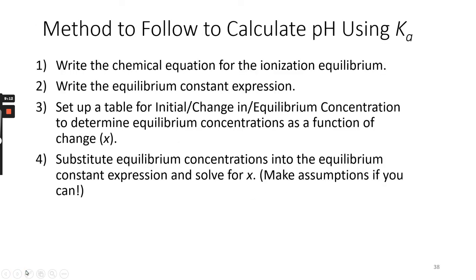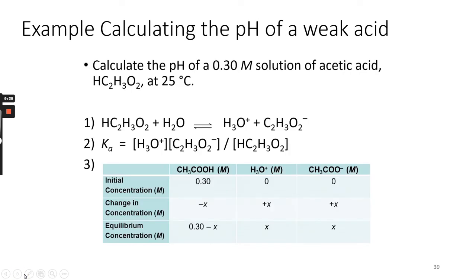So the method for calculating pH using Ka. 1, we write the chemical equation for the ionization equilibrium. Then we write our Ka. Then we set up our ICE table, and then we plug in all the values that we know and make assumptions if you can. So let's work through this. Let's calculate the pH of a weak acid. We want the pH of a 0.3 molar solution of acetic acid. So the first step is write the equation. Acetic acid plus water will make hydronium plus acetate. Then write your Ka value. Then do your ICE table.